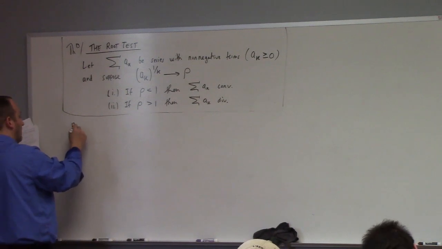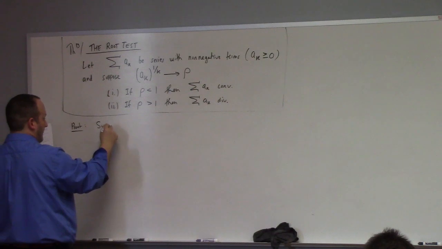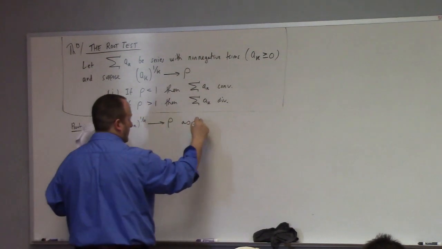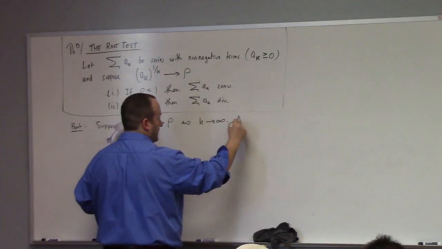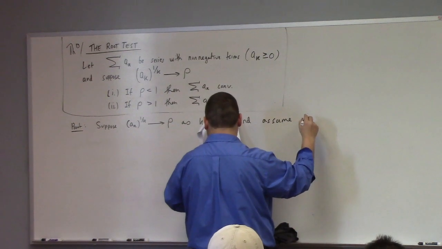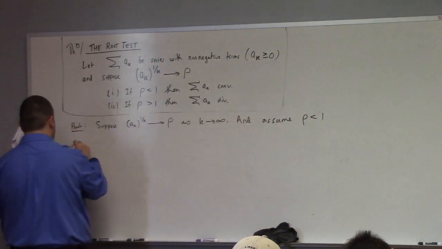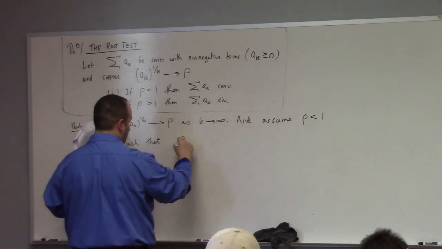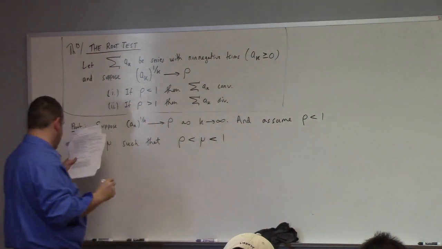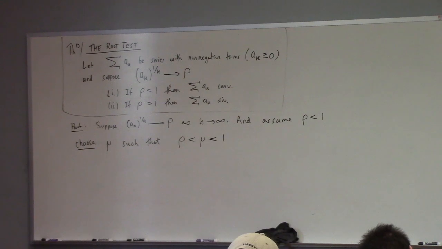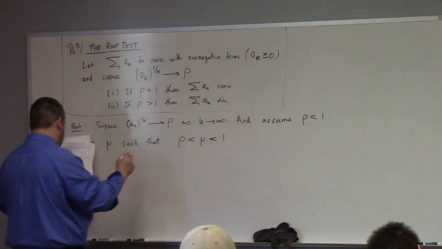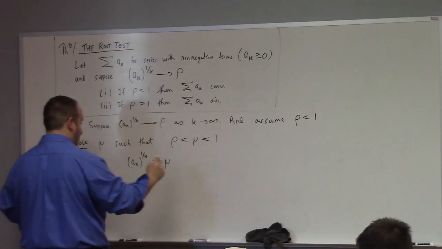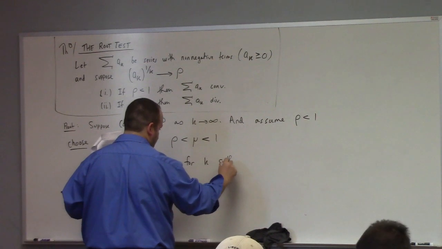So here's the proof. Suppose that a sub k to the 1 over k goes to rho as k goes to infinity, and assume we're in case 1. Assume rho is less than 1. Choose a mu such that rho is less than mu is less than 1. Now here's what we say: if we look at a sub k to the 1 over k power, that's going to be less than mu for k sufficiently large. Does that make sense?